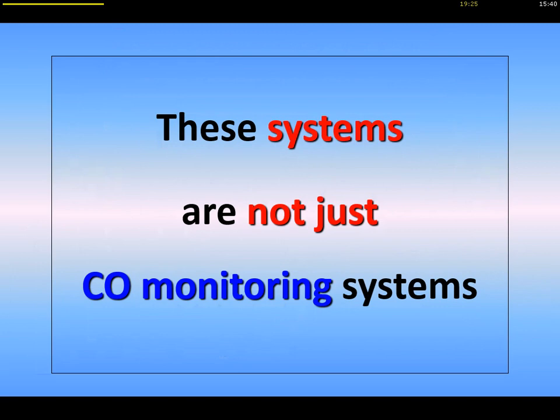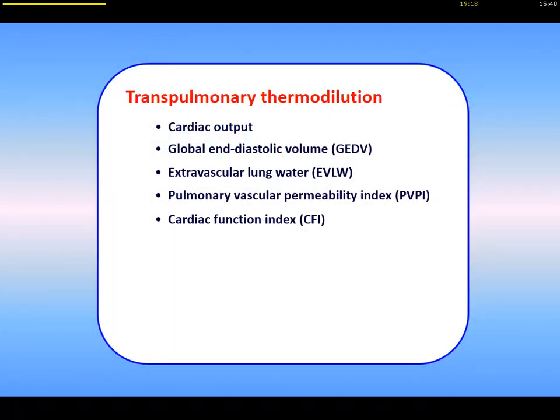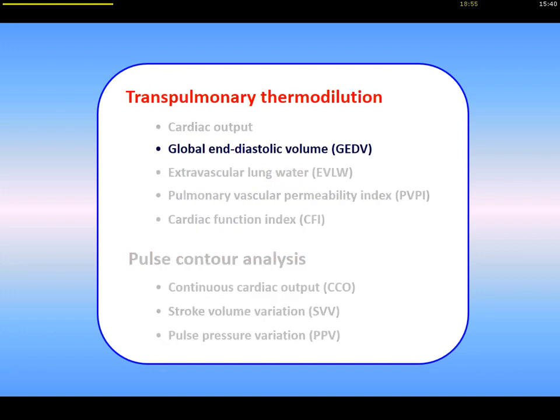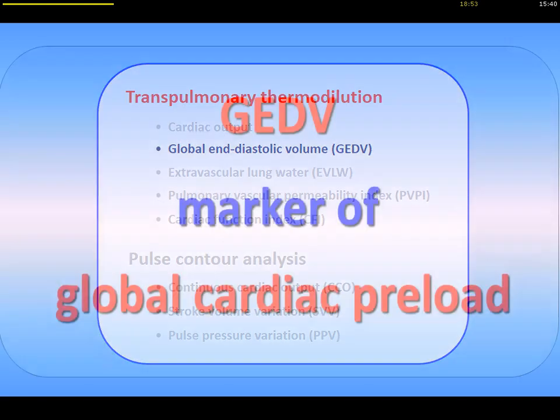But of course, these transpulmonary thermodilution systems are not just cardiac output monitoring systems. They can measure many other important variables coming from the transpulmonary thermodilution and also coming from the pulse contour analysis, because of course you have an artery catheter and you can have the pulse contour analysis, the cardiac output, PPV, SVV, etc. What about global end-diastolic volume, which is another variable in addition to cardiac output?